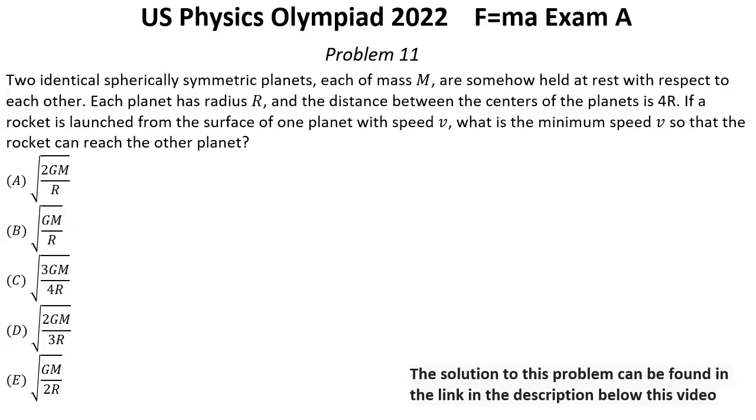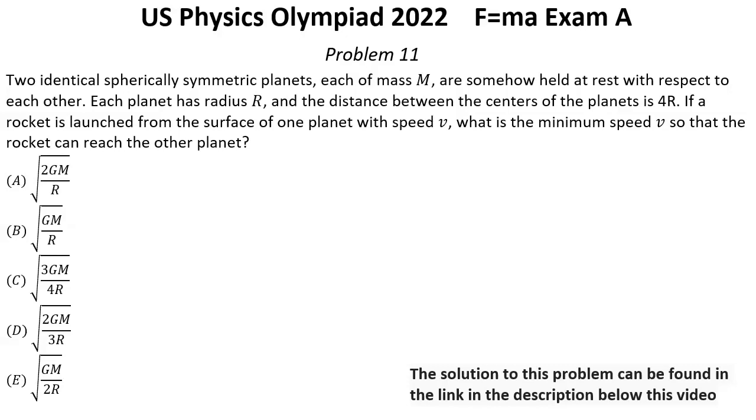Solution for problem number 11. We just need to compare potential energies of a rocket on the surface of one planet and right in the middle between planets, because in this point total gravitational force is 0 and the rocket just needs to reach this point with 0 speed.